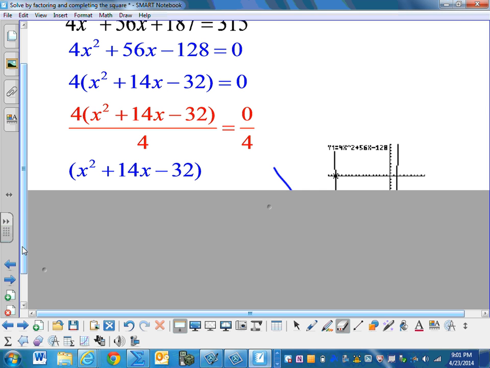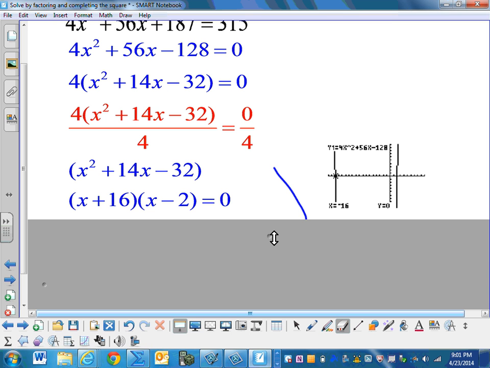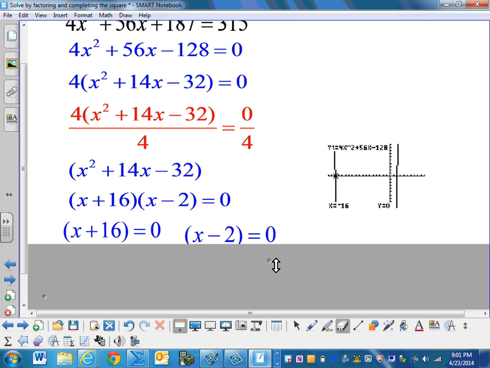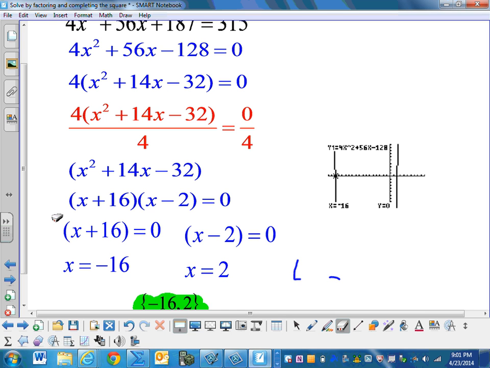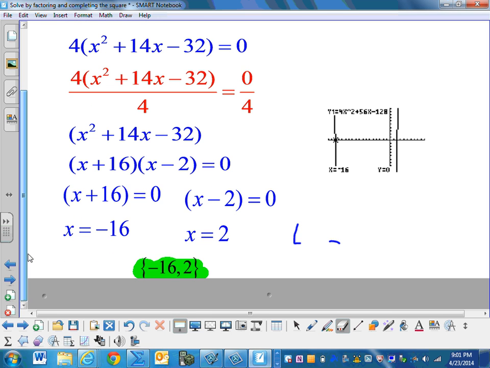Well, this is much more manageable to factor. What are the factors of negative 32 that add to 14? 16 and negative 2. So I can rewrite that into factored form. x plus 16 times x minus 2. I set each factor to 0, and my answer is negative 16 and 2.